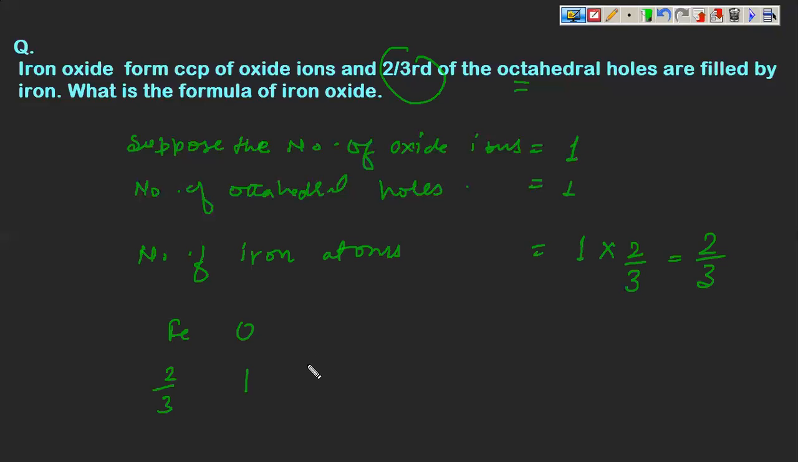So we cannot take any particle in a fraction. So we have to remove this fraction. If you multiply both of them by 3, the fraction will be removed. Why are we multiplying by 3 only? Because 3 cancels the denominator of Fe. So that's why we have considered 3. So multiply both the particles by 3, so the formula will be Fe2O3. The formula of iron oxide will be Fe2O3.